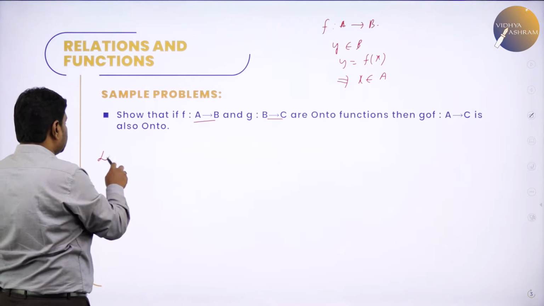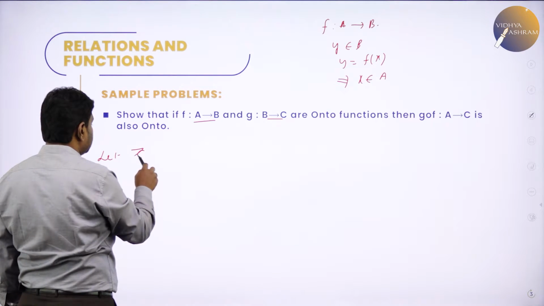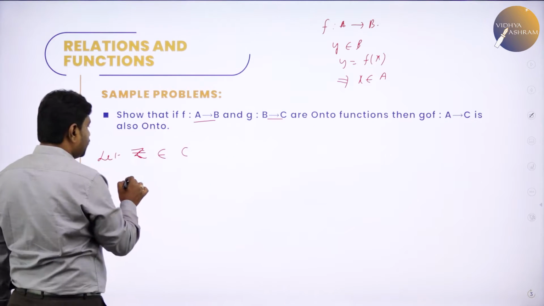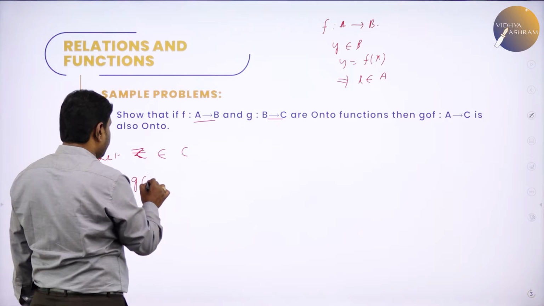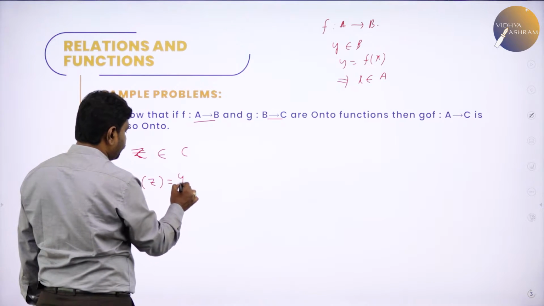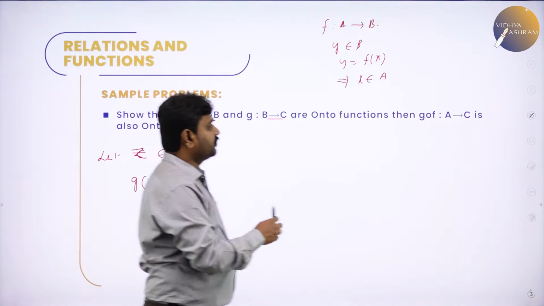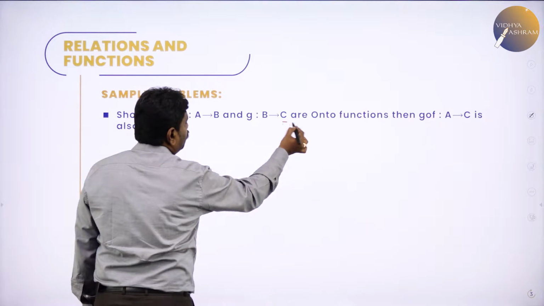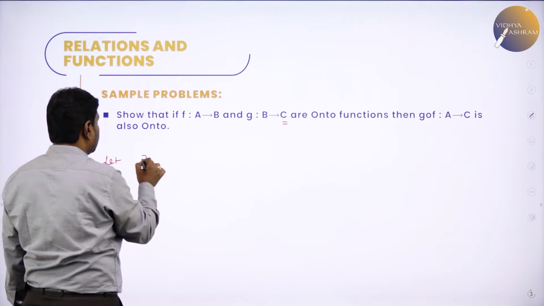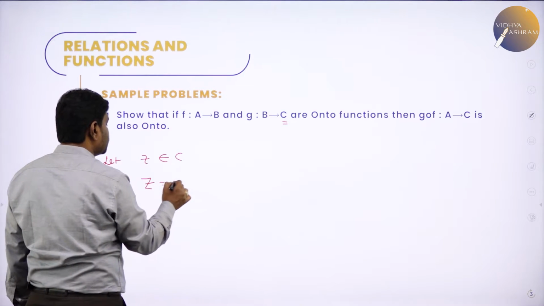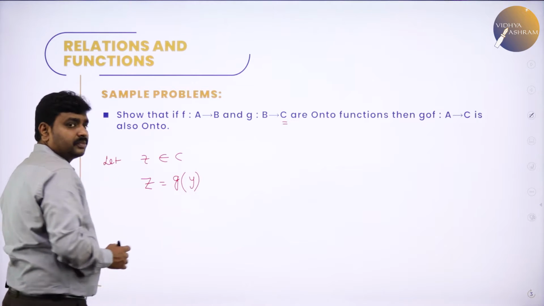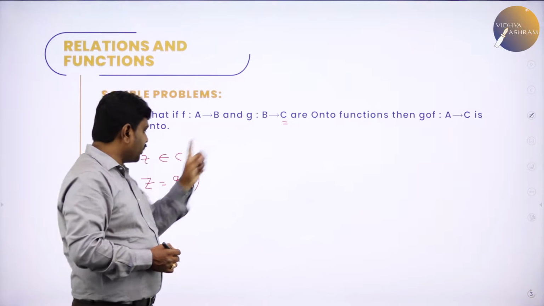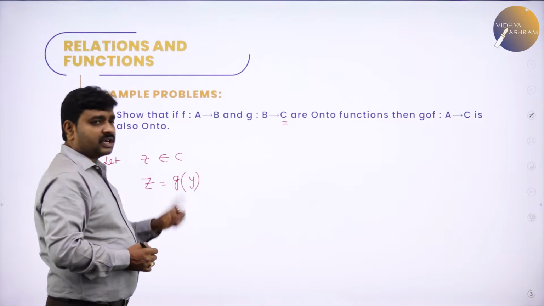So first we'll assume an element Z belongs to C. That means G of Z should give you one element called Y, or otherwise you take an element in codomain. Say here this is codomain. Let us assume Z belongs to C. Then Z is the image of Y, because G is onto. If a function is onto, every element in codomain should have an image. So Z is having image called Y.